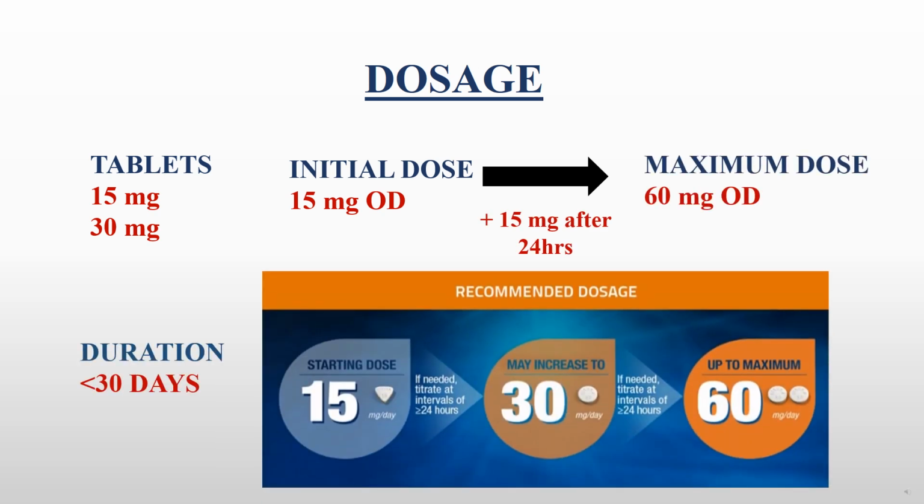How is it given? This drug is given in tablet form and it is available in two strengths, one as 15 mg and the other as 30 mg. The initial dose of the drug is a low dose; it is started with 15 mg once a day. The dose can be slowly increased with an increment of 15 mg after 24 hours, and the maximum dose that can be achieved is 60 mg once a day. So this drug can be used at a maximum dose of 60 mg per day to control hyponatremia. But the duration of this drug should be less than 30 days in order to prevent liver injury and osmotic demyelination syndrome.